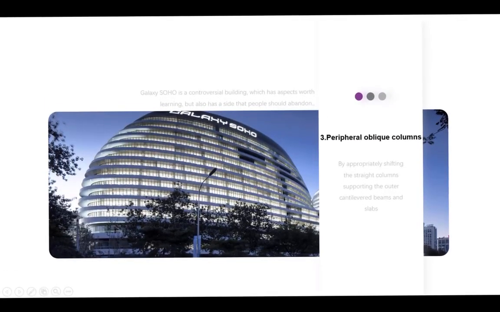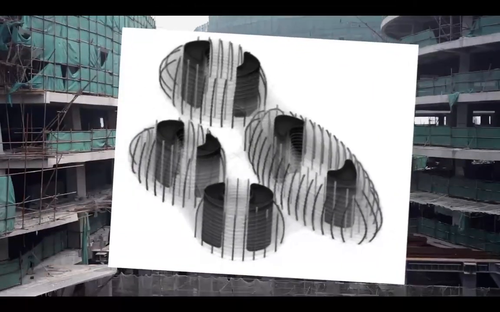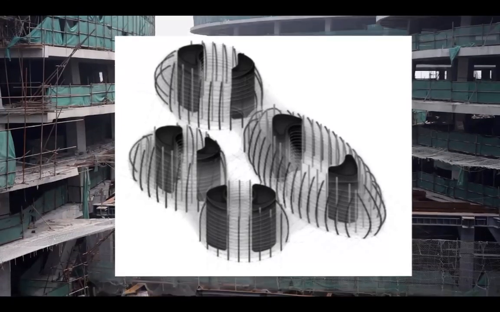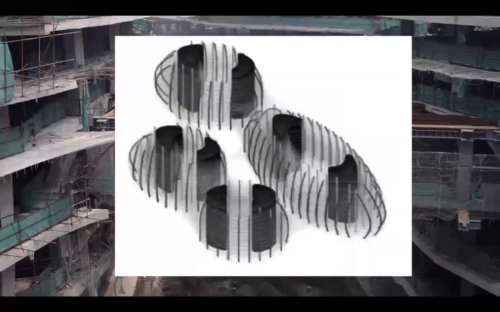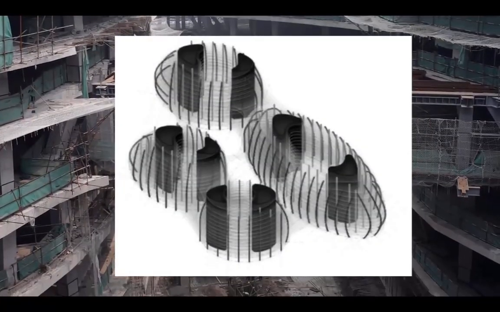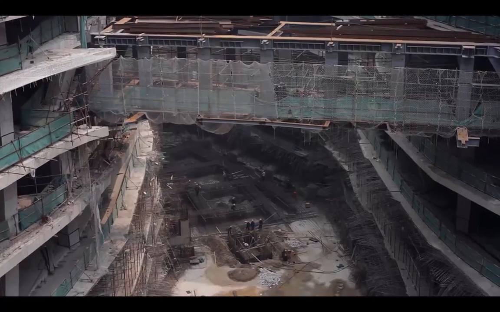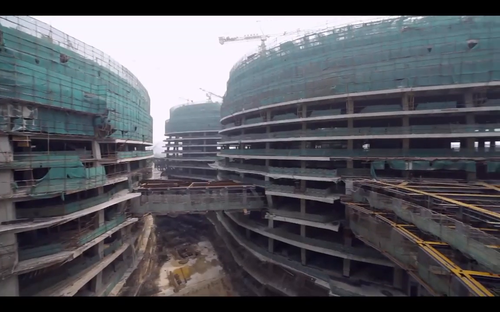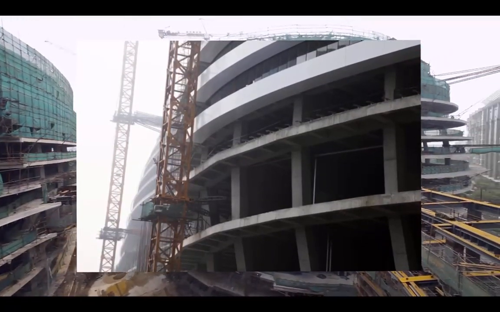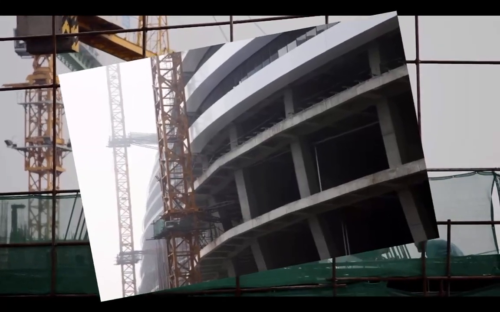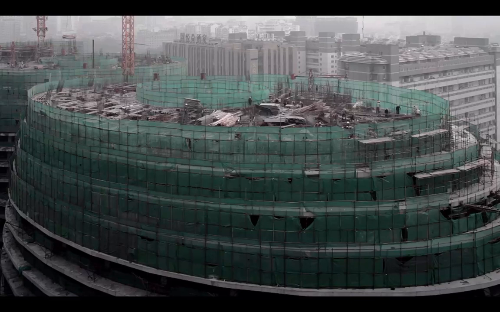3. Peripheral oblique columns. The straight column supporting the outer cantilever beam and slab is appropriately shifted, using the layer as the inflection point along the elevation. Segmented polylines are used to fit the shape of the wall structure of the building, making it an arc from the bottom to the top.